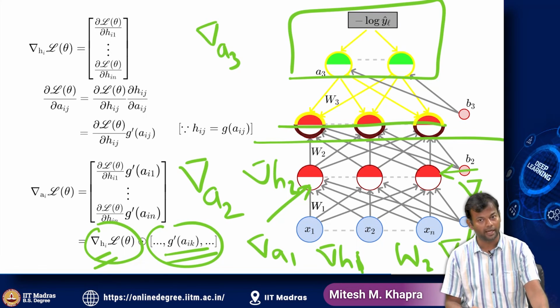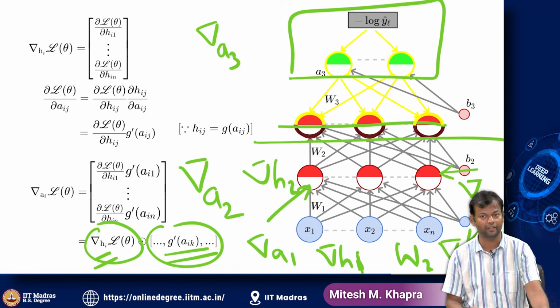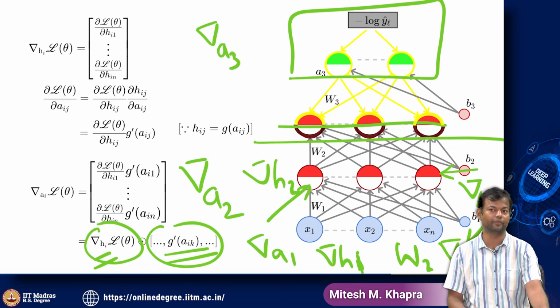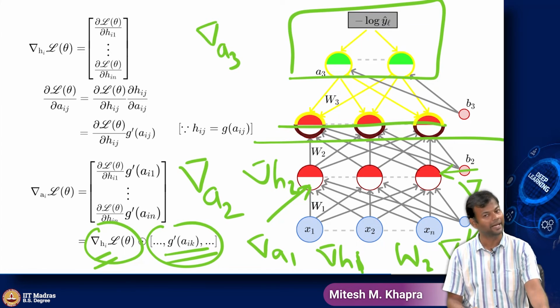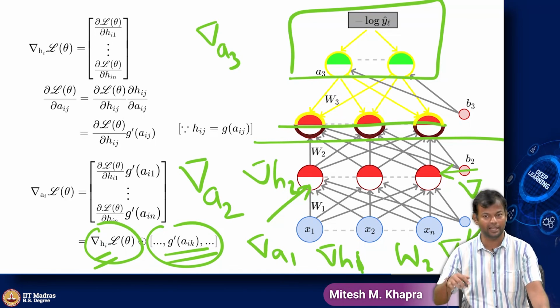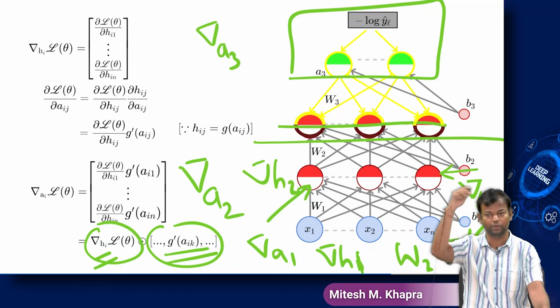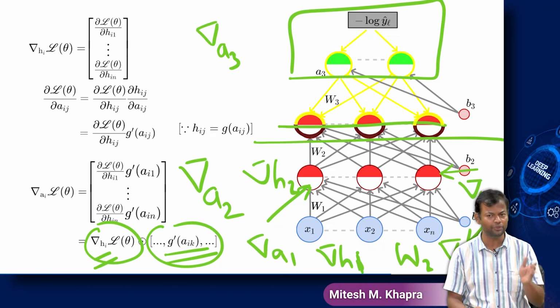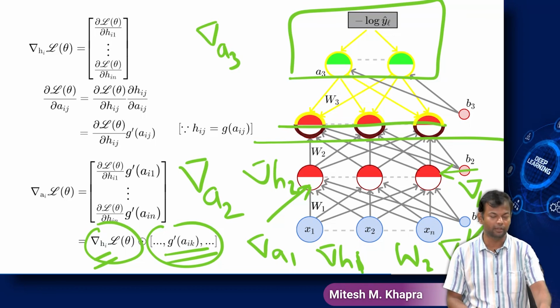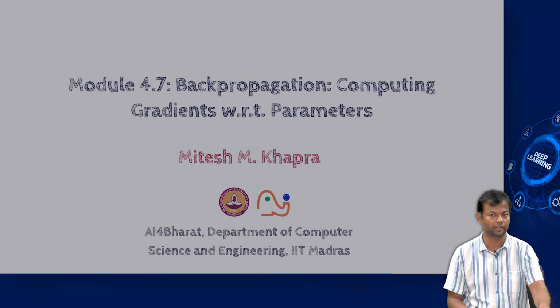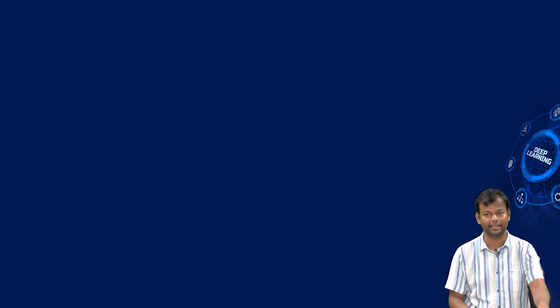So now at this point you should be convinced that we have a generic formula for computing the derivative of the loss function with respect to the hidden layer, no matter where the hidden layer is. It's first hidden layer, second, third, fourth, everyone we have this formula. So we are almost done, and now we'll reach the final part in our chain rule. So let's look at that in the next module.